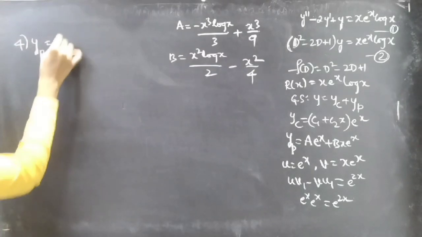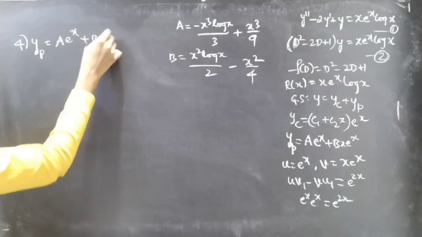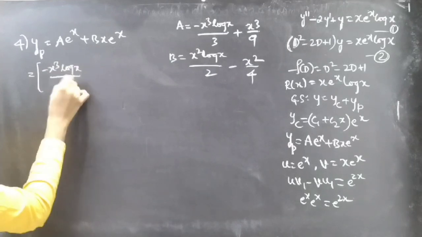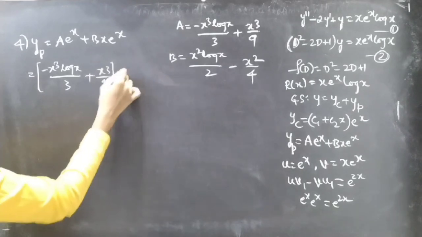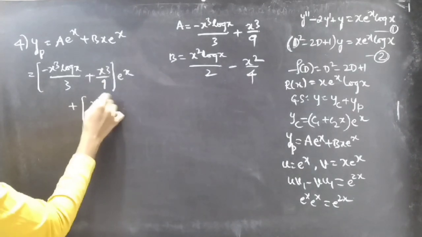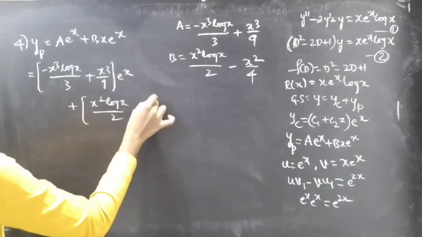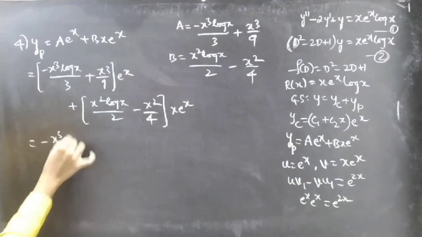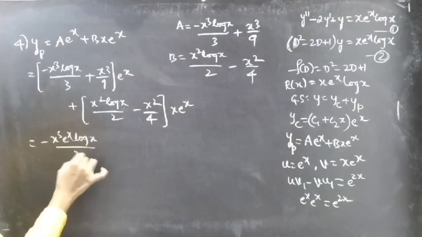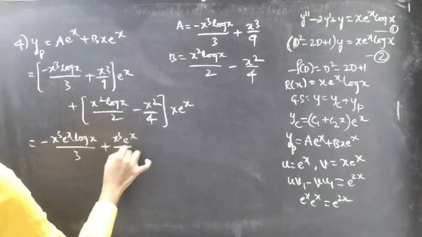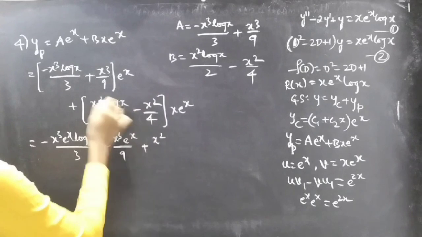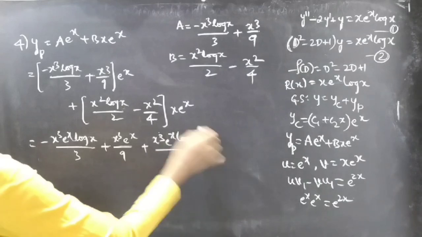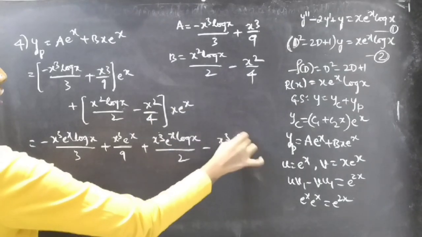We'll find yp using a e power x plus b x e power x. Now substitute a and b, where a is minus x cube log x by 3 plus x cube by 9, into e power x, plus b, x square log x by 2 minus x square by 4, into x e power x. This gives us minus x cube e power x log x by 3 plus x cube e power x by 9 plus x square into x is x cube, x cube e power x log x by 2 minus x square into x is x cube e power x by 4.